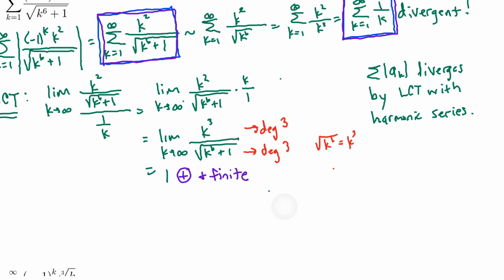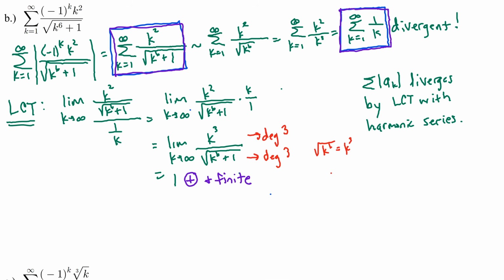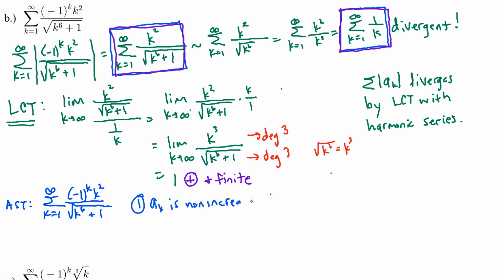So I'm going to go back to my original series and apply the alternating series test. So now we're considering the original series from 1 to infinity of negative 1 to the k over the square root of k to the 6th plus 1, with k squared up there too. There's two things that we need to verify. First of all, we can see very obviously that a sub k is non-increasing.